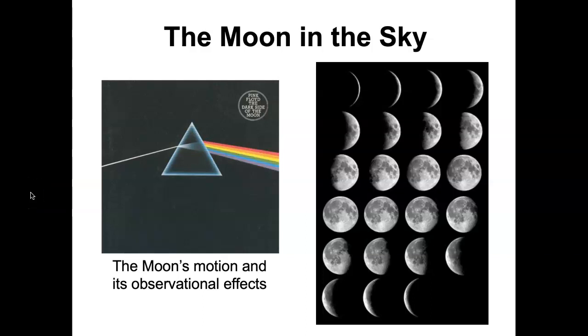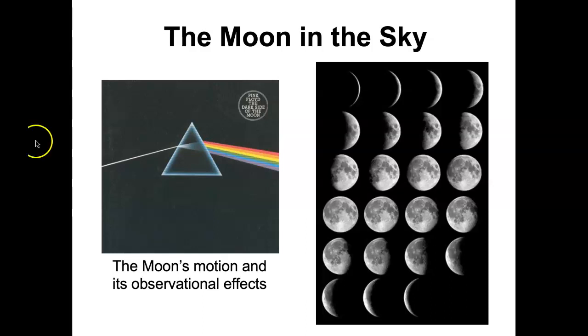Last time we were talking about the motion of the sun around the celestial sphere and how that relates to the seasons. This time we're going to talk about the moon, and there are a few things to consider here.